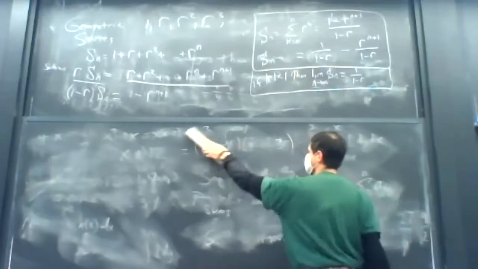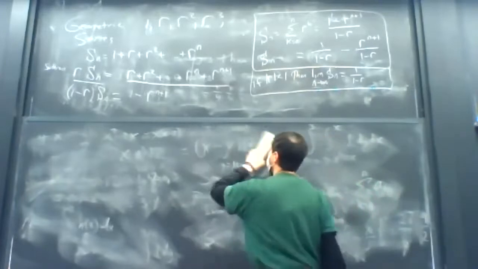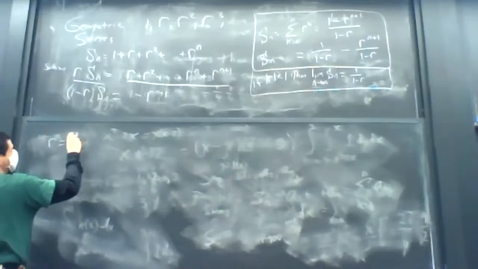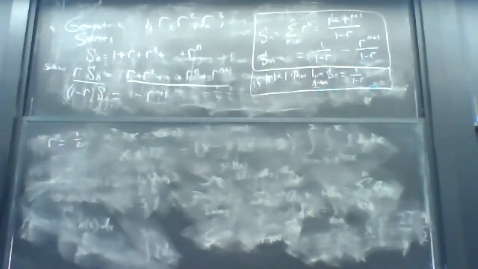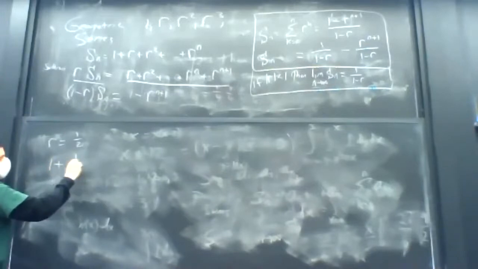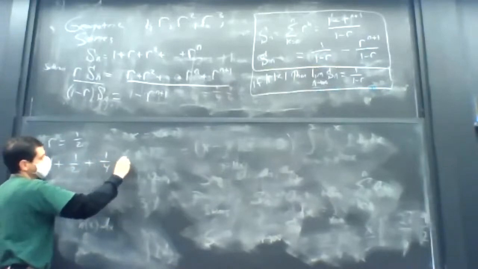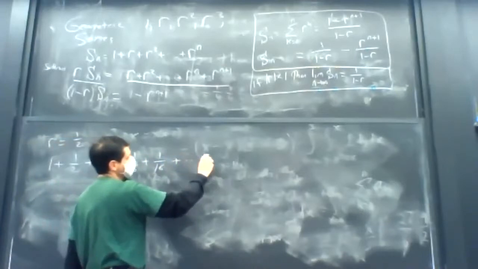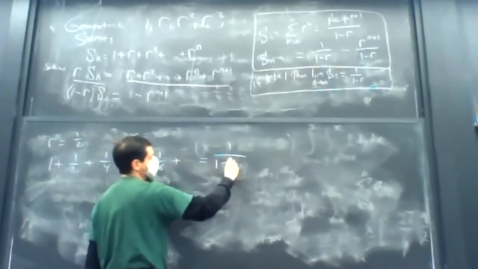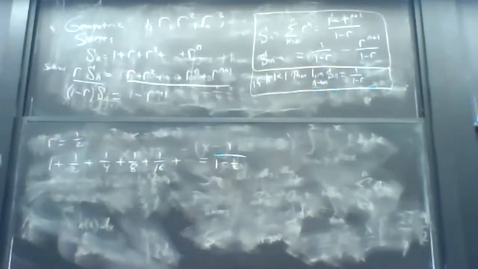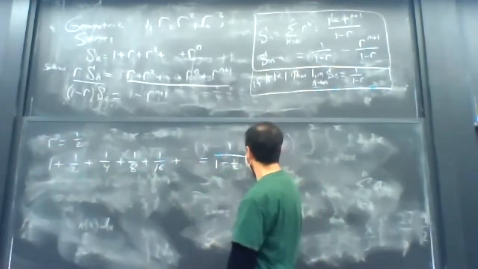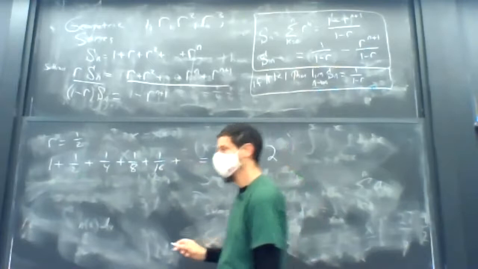So it's always nice to do some examples. Let's take r equals 1/2. So we have 1 plus a half plus a fourth plus an eighth plus a sixteenth equals 1 over 1 minus 1/2. What's 1 over 1 minus a half? It's just 2.